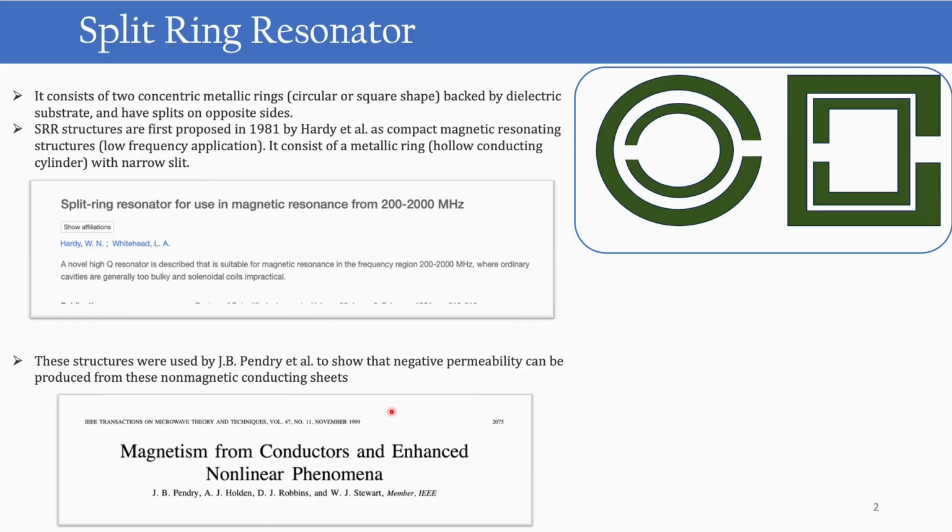After that, in 1998, 1999, J.B. Pendry proposed our split ring structures as a solution to provide the negative permeability. So this was the first time a structure was proposed for negative permeability. By the publication of this paper, the history of metamaterials started. And J.B. Pendry is known as the father of metamaterials.